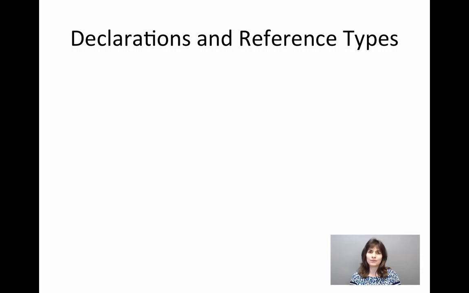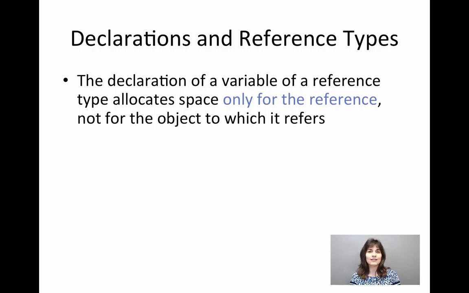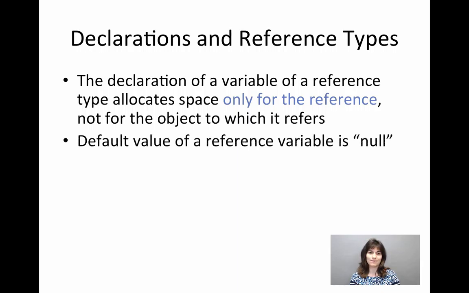Now let's sum up a few things that we said about declarations and reference types. When we declare a variable of reference type, that allocates not space for the object. It only allocates space for the reference. It allocates space in order to be able for us to write down a memory address, not to be able to store a class object. If we never assign a value to that reference variable that we just declared, if we never said Joe becomes equal to some object of type person, then the initial value of the Joe variable will be null.